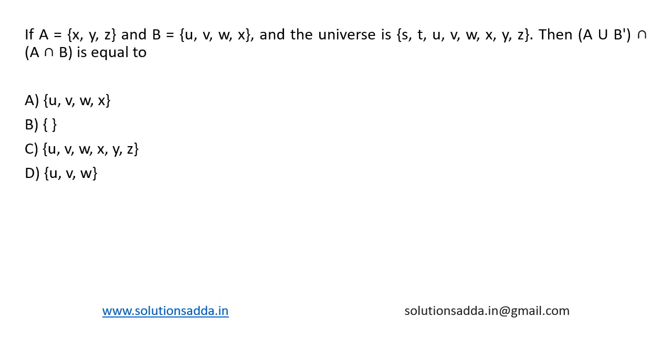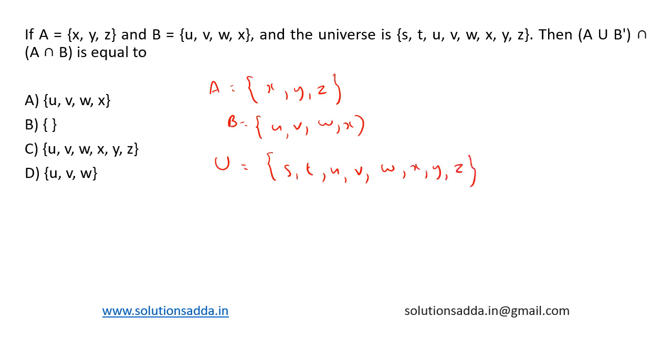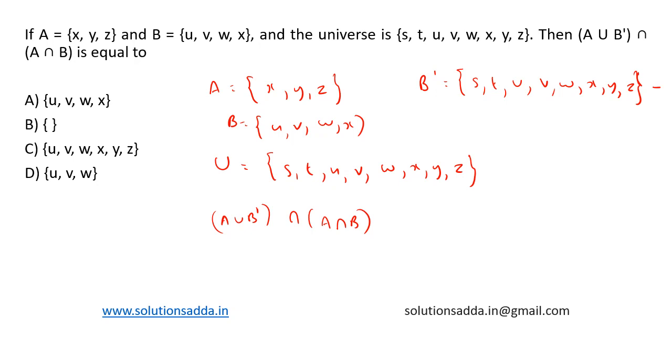This is a previous ISRO question. If A is equal to {X, Y, Z}, and B is equal to {U, V, W, X}, and the universal set U is equal to the set {S, T, U, V, W, X, Y, Z}, we are asked to find out (A union B) complement intersection (A intersection B). So first of all, let's find out B complement. B complement is the set {S, T, U, V, W, X, Y, Z} minus whatever is given in B, that is {U, V, W, X}. So this is equal to {S, T, Y, Z}. So this is B complement.